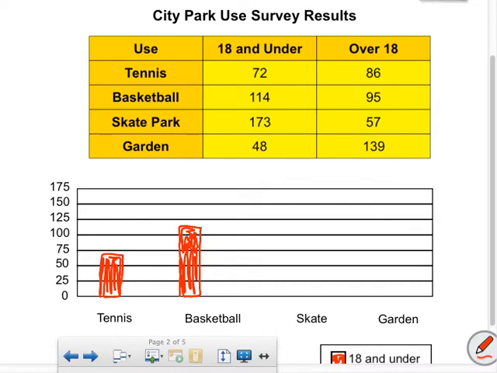Okay, and now for the skate park, we have about 173. If we notice, 173 is really, really close to the top of my interval, which is 175. So we can just take a bar and just barely shy of 175. Here we go. Okay, and then the last bar we have to create for this group, gardening. 48. That's really close to what? 50. So just shy of the bar, that's 50.